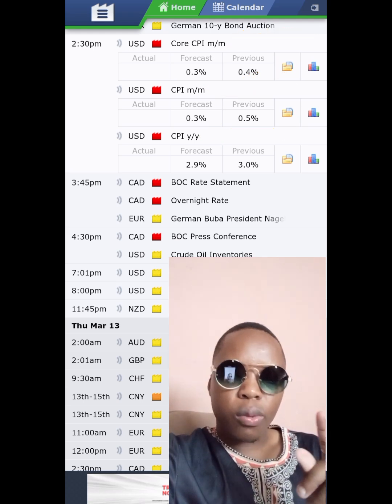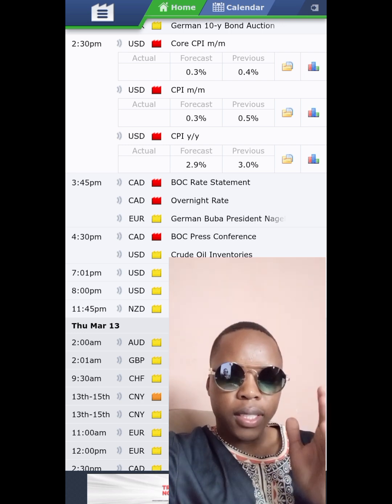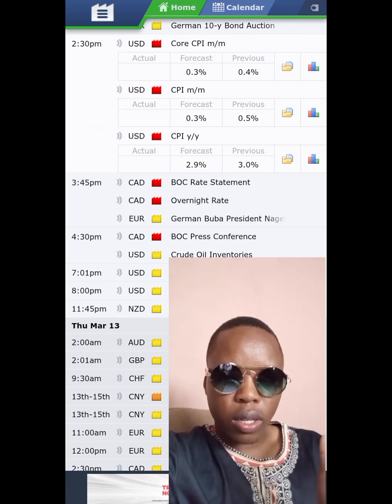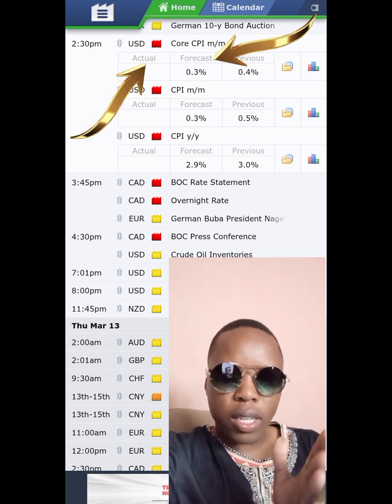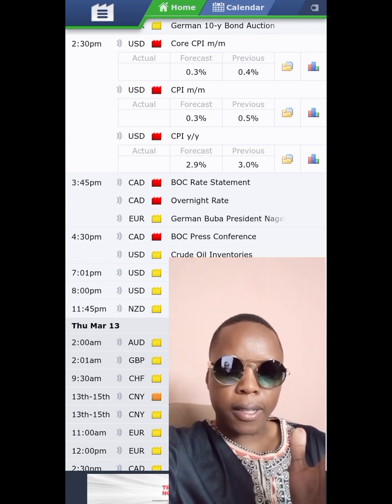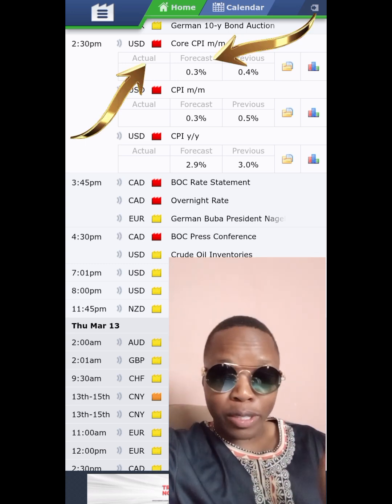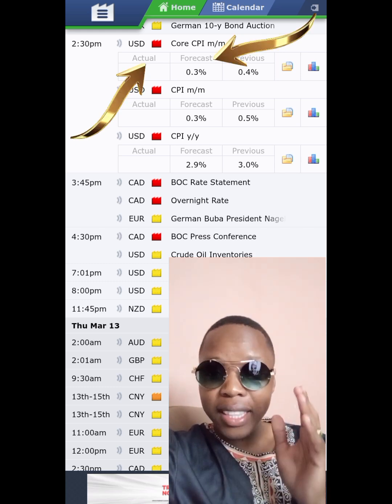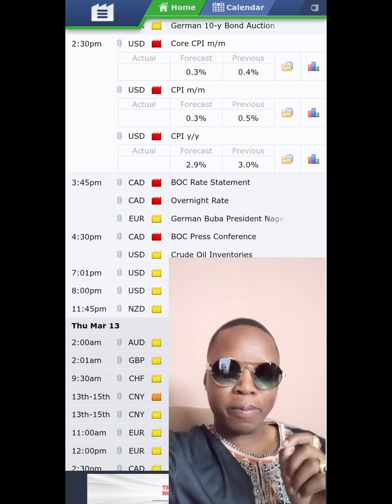So on the CPI, what we want to focus on is the forecast and the actual, because we compare the forecast and the actuals. The forecast and the actual, those are the most important things we want to focus on.